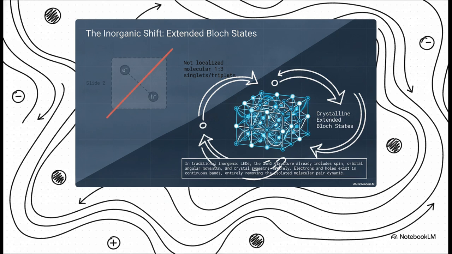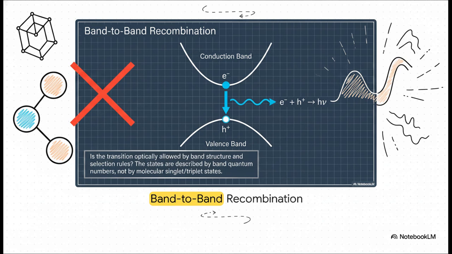So that entire dynamic of isolated molecular pairs and that strict 1 to 3 singlet triplet counting game is entirely removed from the equation. And because nobody's getting trapped in those molecular excitons, producing light here isn't about counting singlets and triplets at all. Instead, it's all about band-to-band recombination. An electron up in the conduction band drops down to recombine with a hole in the lower valence band, and bam, it releases a photon. The question scientists ask isn't, is this a singlet or a triplet? The question is just, is this transition optically allowed by the open highway of the band structure?